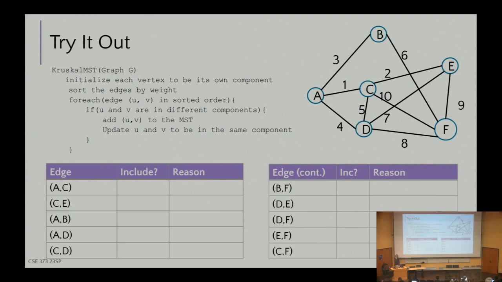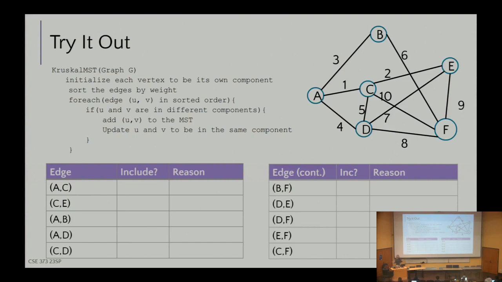All right, let's chat about it. So first things first, I'm going to sort my edges, and then I'm going to work in edge sorted order. What is the smallest edge anywhere on this graph? Yeah, sure, 1 between A and C. And so we are going to initialize every vertex as being its own island.